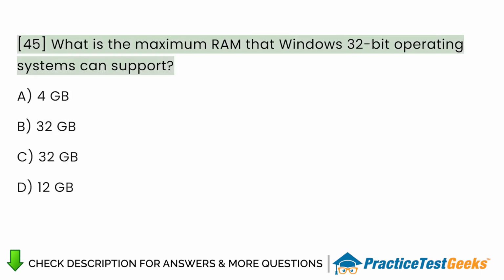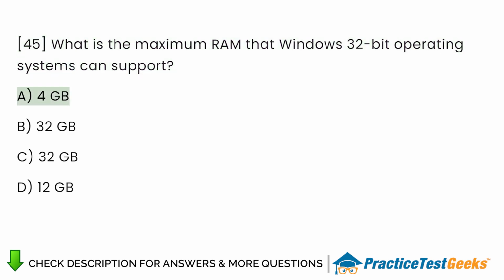What is the maximum RAM that Windows 32-bit operating systems can support? A. 4 GB. B. 32 GB. C. 32 GB. D. 12 GB.